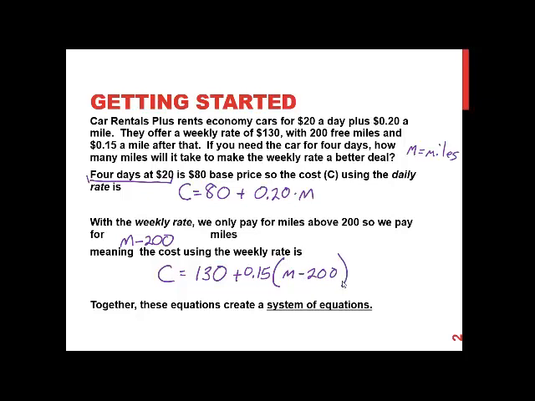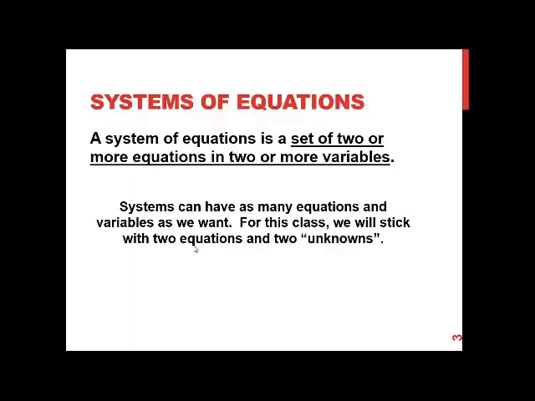Now solving this to figure out when it is cheaper to do the daily rate and when it is cheaper to do the weekly rate, we would solve a system of equations, because together we have a system of equations, 2 equations. A system of equations is a set of 2 or more equations in 2 or more variables. They can actually have as many variables and equations as you need, but for this class we're going to stick with 2 equations and 2 unknowns.